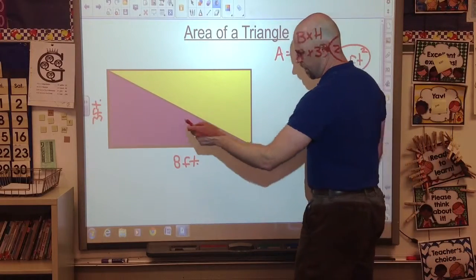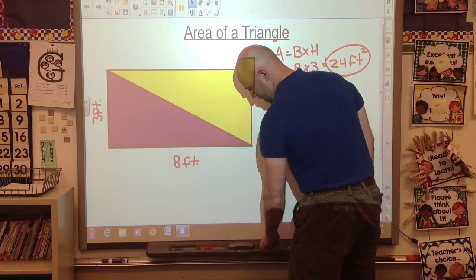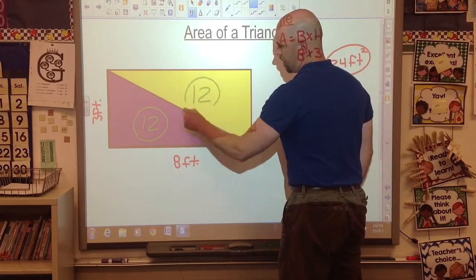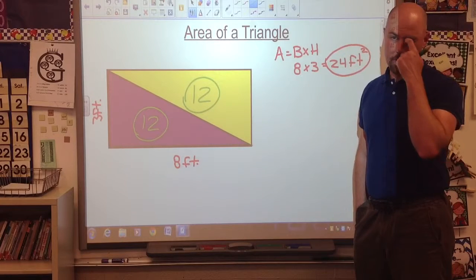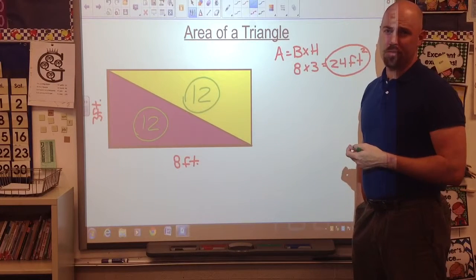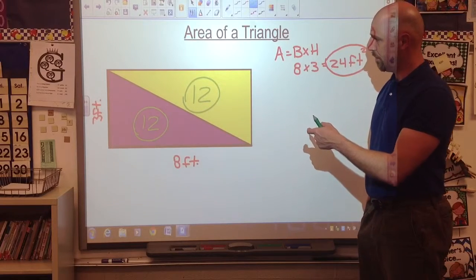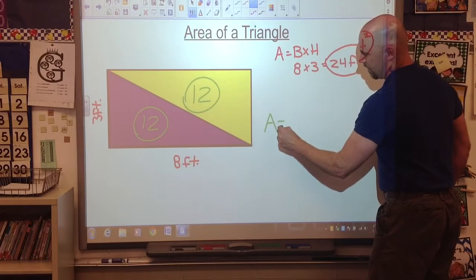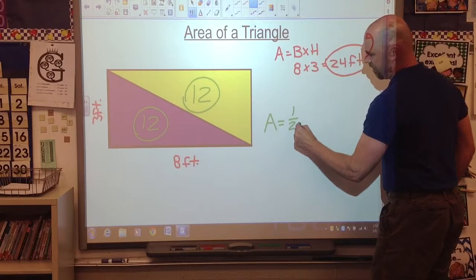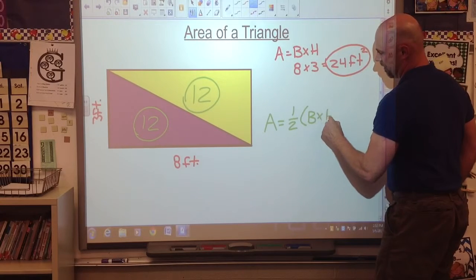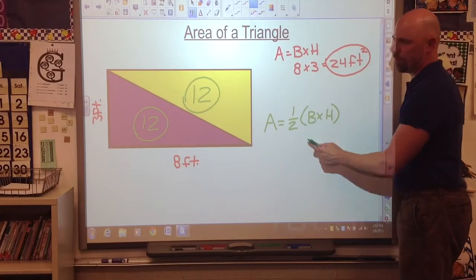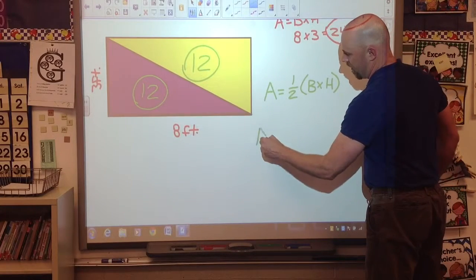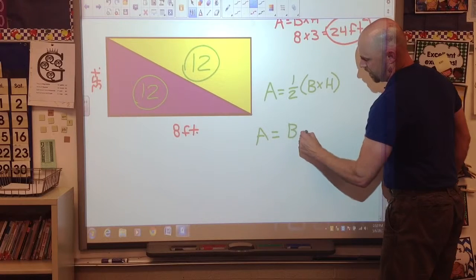So we would say that this is going to be 12, and this is going to be 12. 12 plus 12 gives us 24. And by looking at that, we've just built the formula for the area of a triangle. When I was a kid, my teachers wrote it like this: 1/2 base times height. So they would say, do your base times height and multiply it times 1/2. That was always very confusing to me. So when I start my kids off, I say area equals base times height.